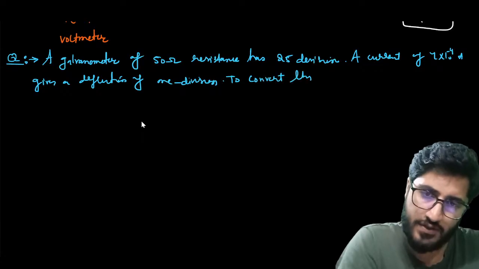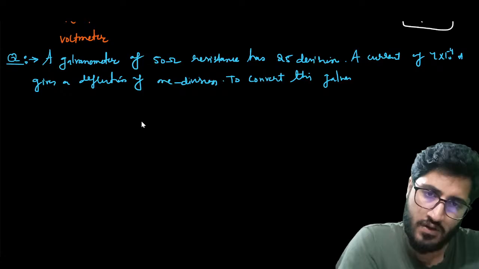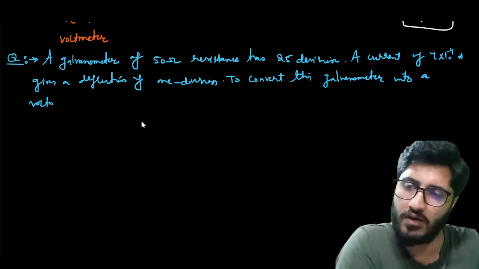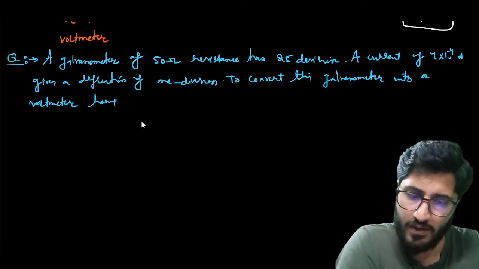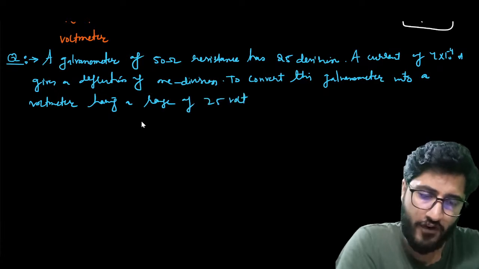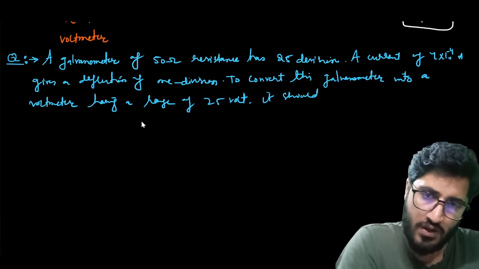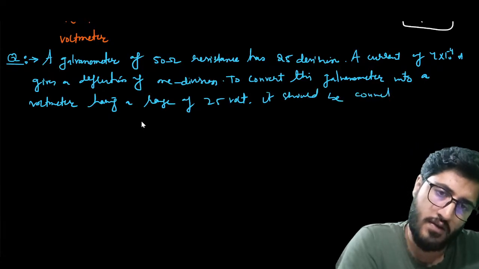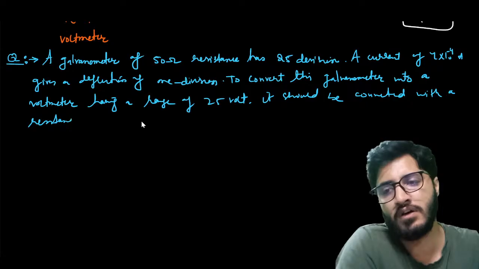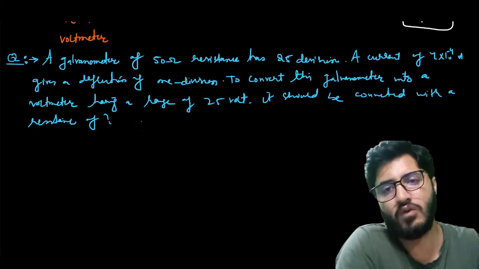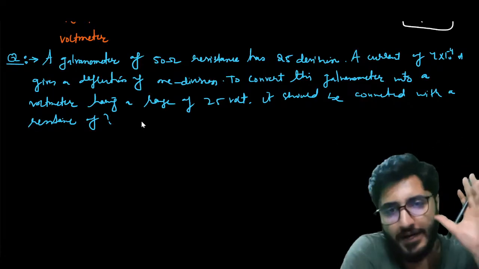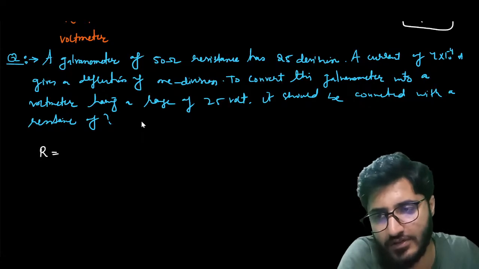To convert this galvanometer into a voltmeter having a range of 25 volt, it should be connected with a resistance of. Okay, so what do we need to find out? The value of capital R. We need to find the value of capital R.